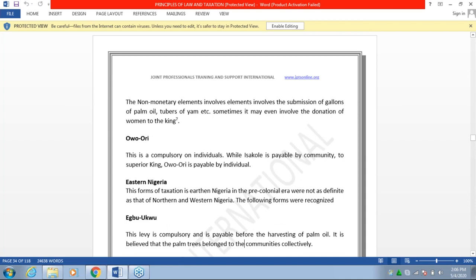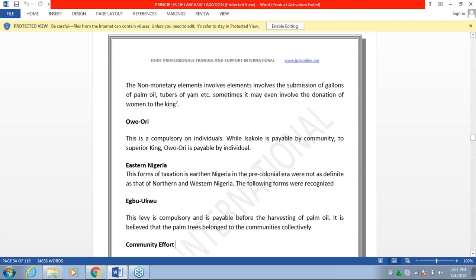Then another one is Owori. Sometimes it is general, irrespective of the religion. Owori is not meant for Muslims only, but it is general, be they Muslims, Christians, or pagans. So it is compulsory on an individual. Isakole is payable by a community to the superior king, and Owori is payable by an individual. Anybody that has attained the age of 18 and above is meant to pay Owori.